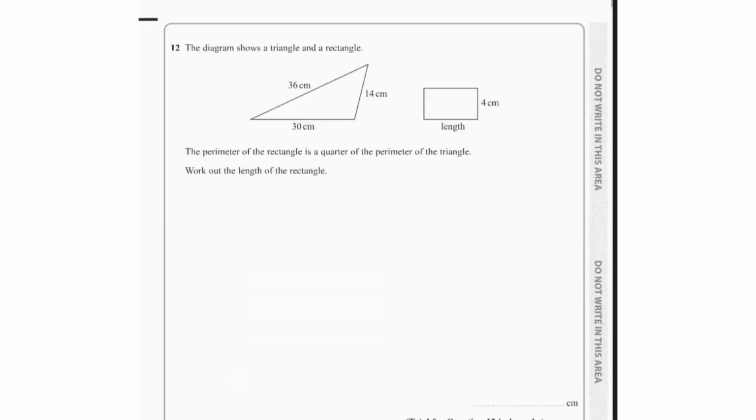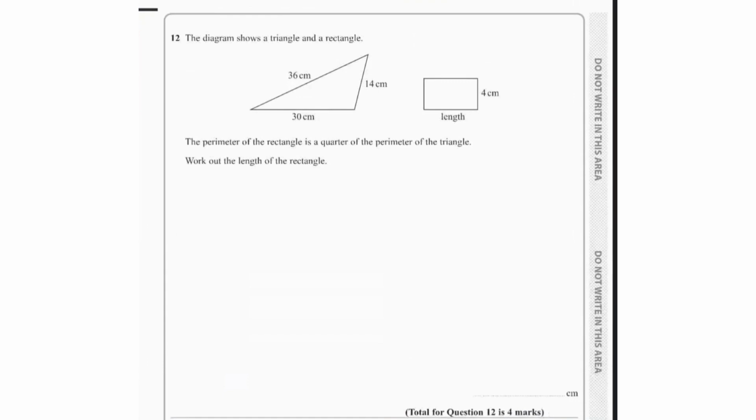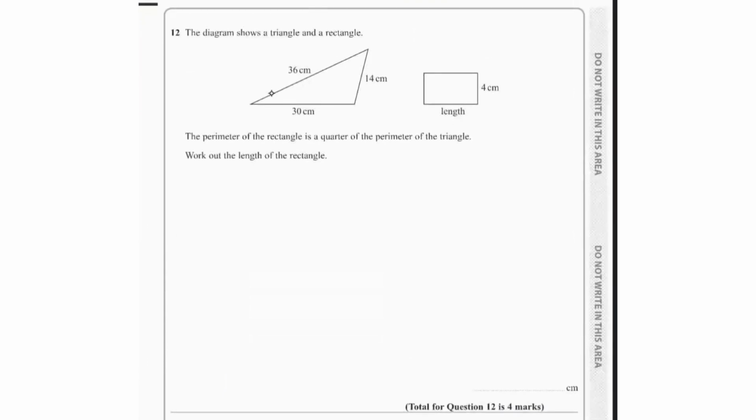Question 12 says the diagram shows a triangle and a rectangle. The perimeter of the rectangle is a quarter of the perimeter of the triangle. Work out the length of the rectangle. So let's first find the perimeter of the triangle. That's 36 plus 30 plus 14. That gives us the value of 80 centimeters.